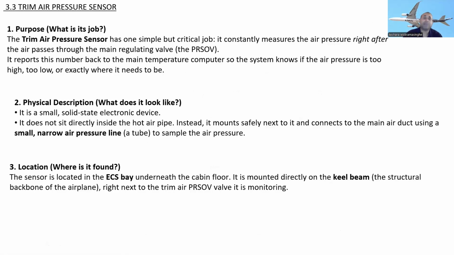Okay, now let's go to the trim air pressure sensor. Right, its purpose: what is its job? The trim air pressure sensor has one simple but critical job. It constantly measures the air pressure right after the air passes through the main regulating valve. It reports this number back to the main temperature computer, so the system knows if the air pressure is too high, too low, or exactly where it needs to be.